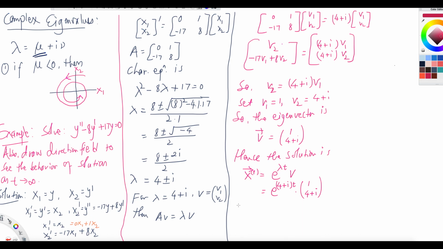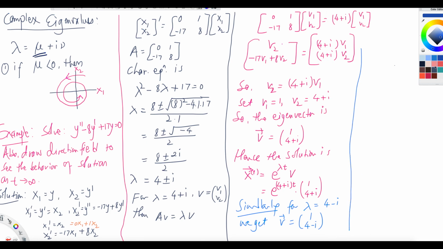So similarly, what I'm going to do here is you will try this similarly, okay? For lambda equals 4 minus i, if you do all these steps, from here to all these steps, we get the eigenvector V will be 1 and then 4 minus i, because the conjugate of that eigenvector will be the eigenvector for the conjugate eigenvalue, okay? Now this is the V, okay?